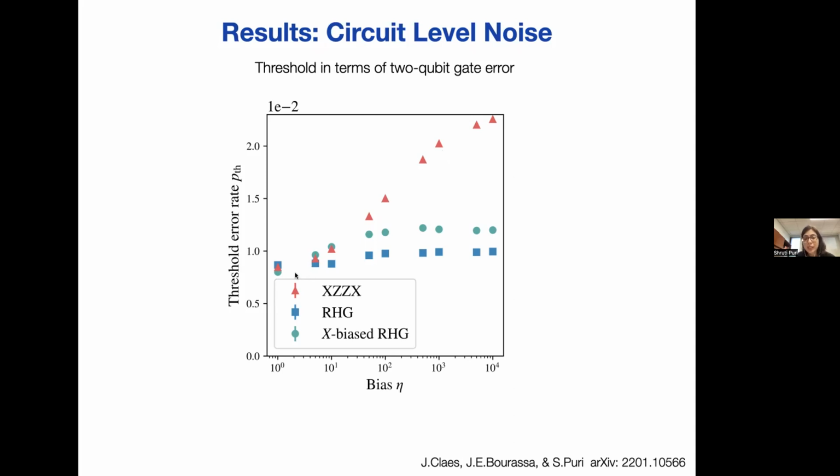Right, and so we compare that with the threshold for the RHG, the standard cluster state, and here the threshold doesn't improve as a function of the bias. It turns out that the RHG cluster state actually does slightly better if the bias is X bias. In that case, you see a slight improvement, but nowhere near the improvement you get if you had actually used the XZZX cluster state.